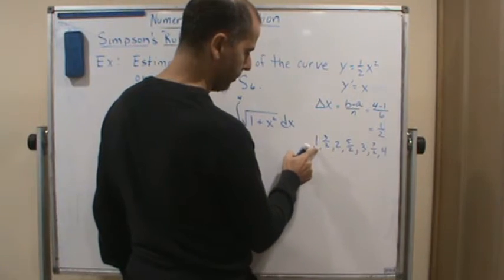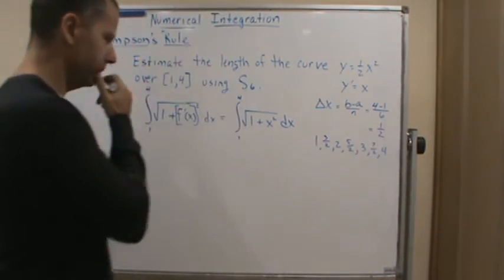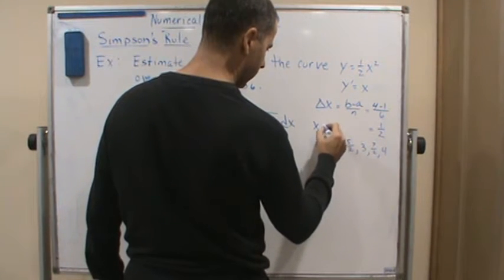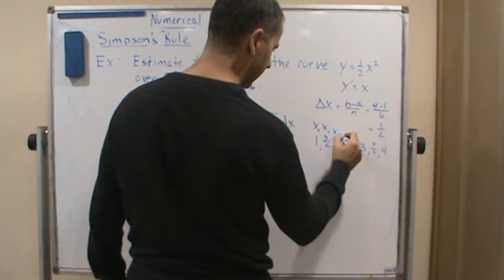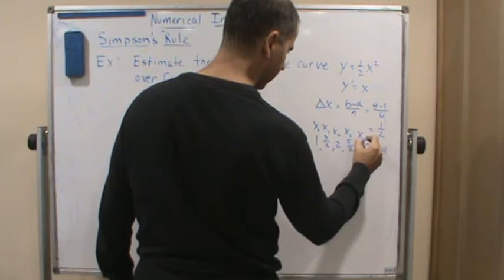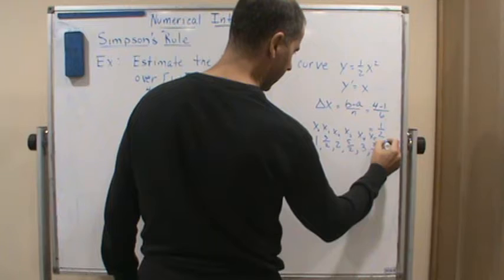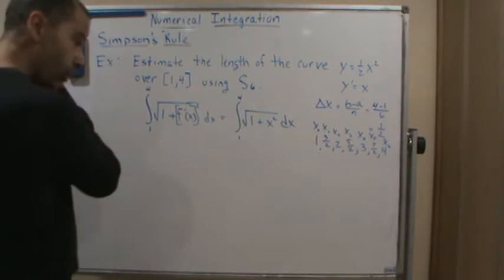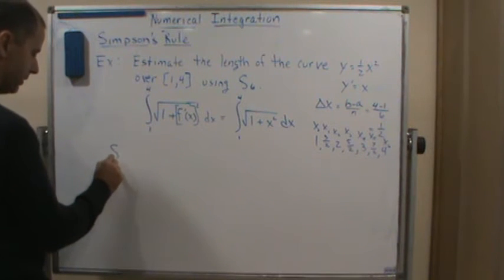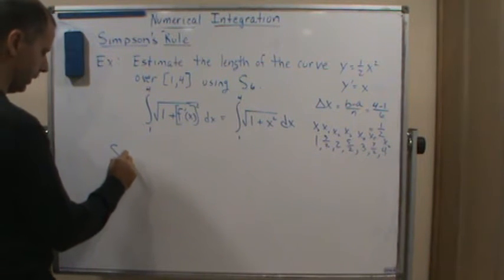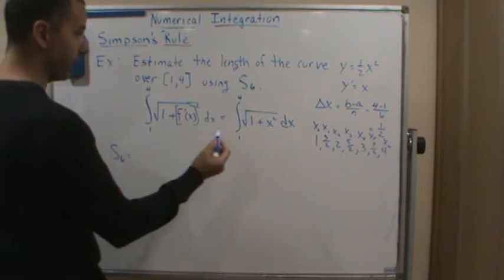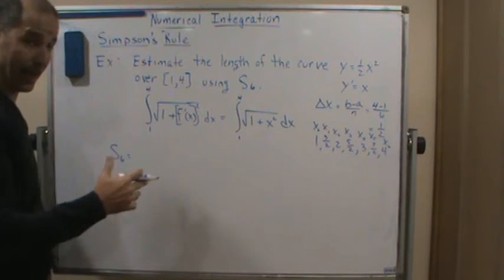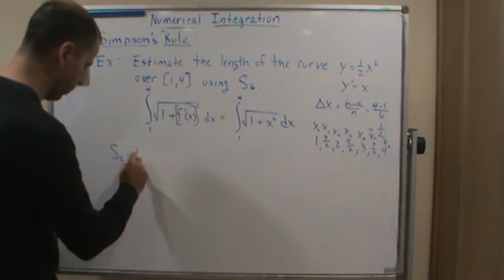But again, remember the rule. So those are what we're going to use. This is going to be x0, x1, x2, x3, x4, x5, and x6. So let's use our Simpson's rule. Now delta x is 1/2, so this is going to be 1/2 divided by 3, which is going to be 1/6.